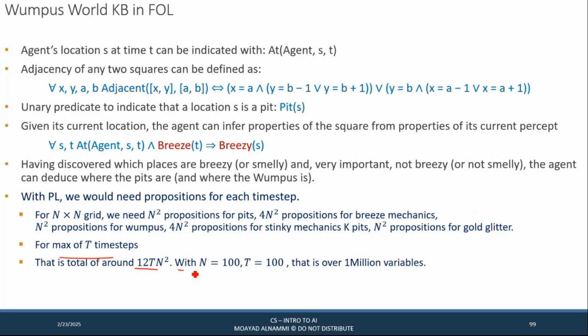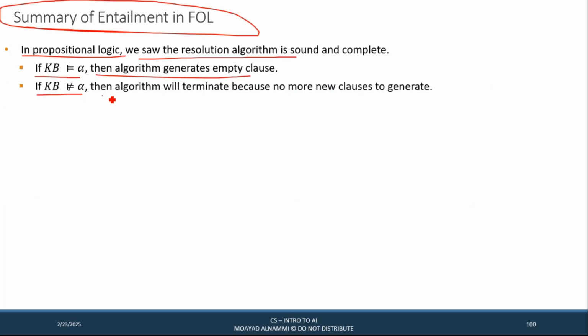If KB entails alpha, then the algorithm generates the empty clause. If KB doesn't entail alpha, then the algorithm will terminate because there are no more new clauses to generate. That's what we saw with the resolution algorithm.